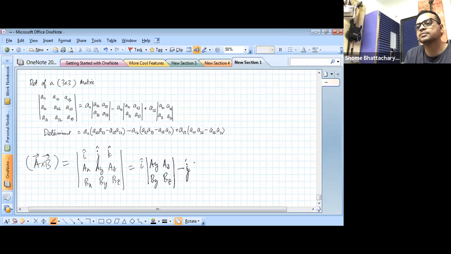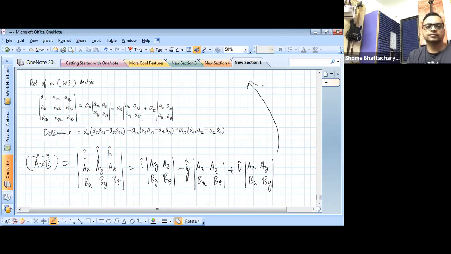So the middle one is j cap. Now remove this middle row, so you're left with Ax, Az, Bx, Bz, and then plus k cap. Now remove the last column, so you're left with Ax, Ay, and Bx, By. And when you solve this, you get the earlier formula that we got. So this becomes a very easy way of using the determinant to calculate the cross product. You don't have to memorize that entire formula. We'll do an example and you'll understand.